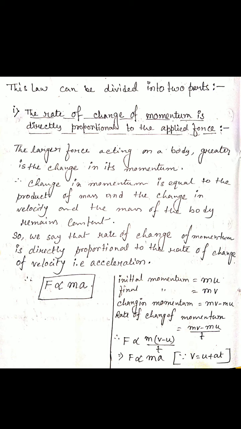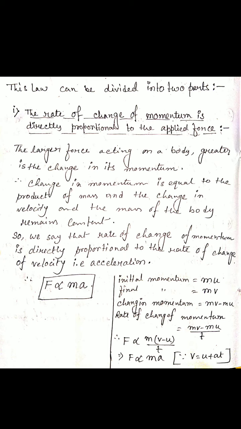Equation means the left hand side also equals the right hand side. So change in momentum equals mass into velocity. So which one will be changed? The left side changes, that is momentum also changes, that is equal to the change in velocity, because mass is constant, mass does not change. Okay. So change in momentum is equal to the product of mass and the change in velocity, and the mass of the body remains constant.